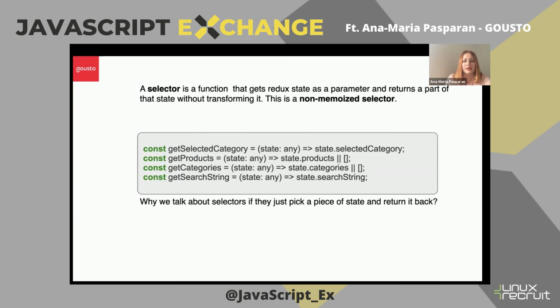So we have here a few examples. Get selected category will just go to the state and get the selected category. Here you'll see practically what I have in the state for that application: I have products, I have categories, and I also have the search string. Why do we talk about selectors if they are just picking a piece of the state? So where is the performance improvement?